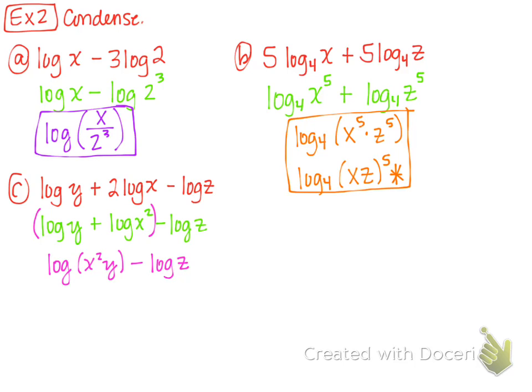So now we've taken it from 3 to 2. Let's take care of this minus, which means we're going to use our quotient property. So this one's going to be your numerator, and this one's going to be your denominator. So we have log of x squared y over z. And that's our final solution. Using these properties is going to help us whenever we start solving logarithmic equations. So let's get used to bouncing back and forth between the forms.